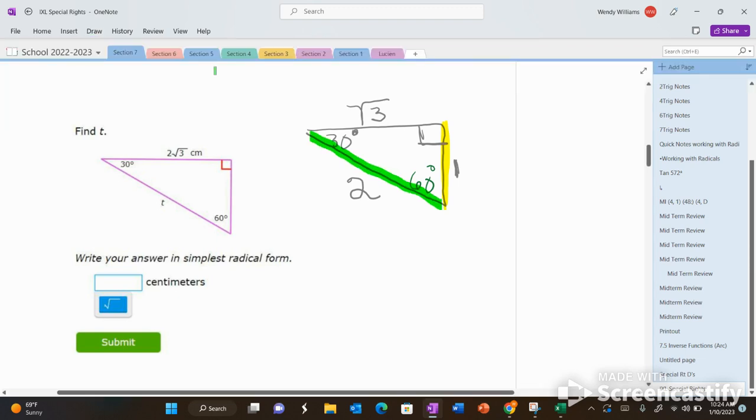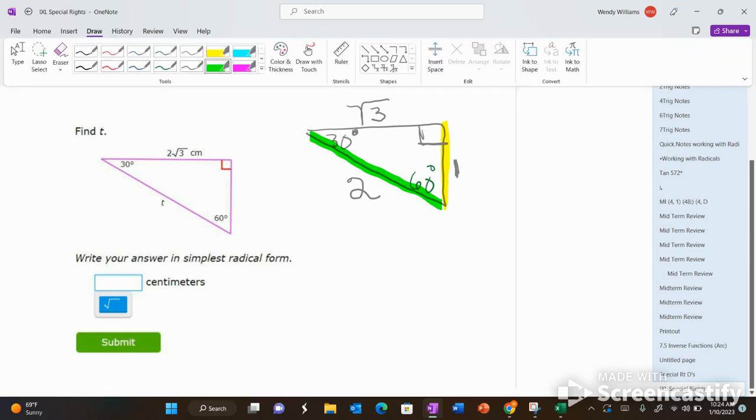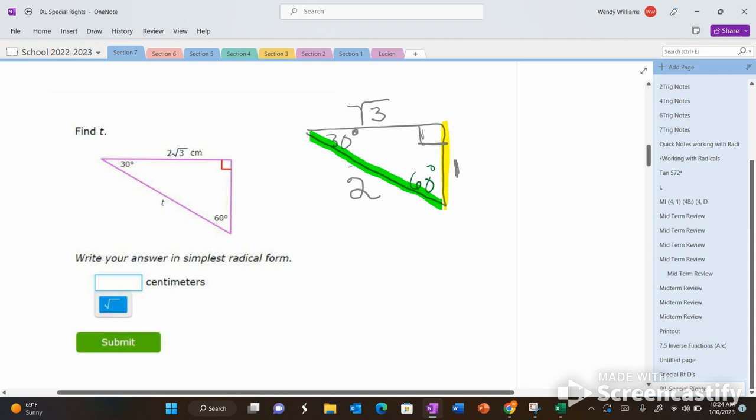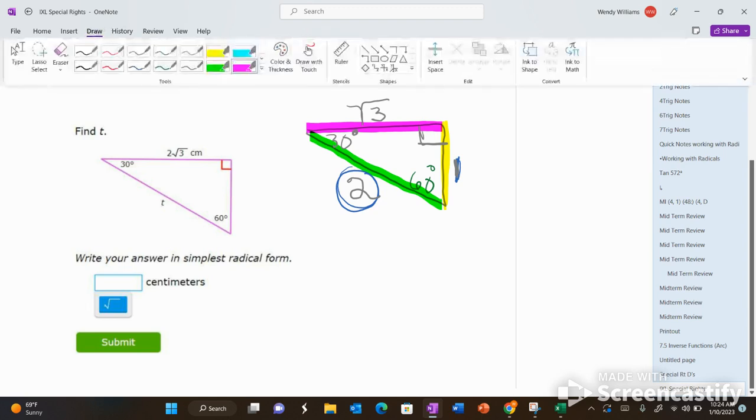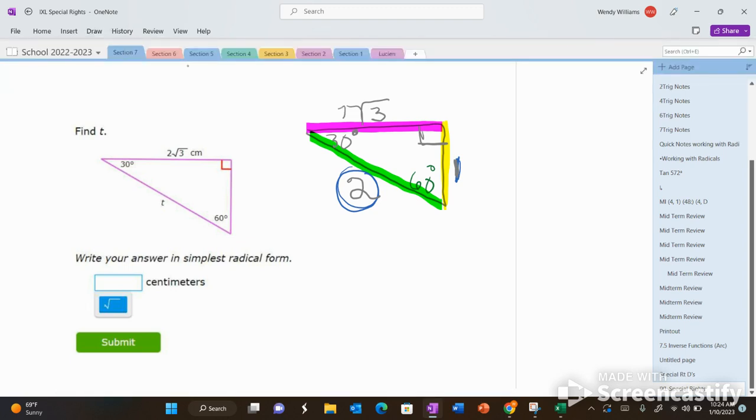If the small leg is 1 and the hypotenuse is 2, that tells me that the hypotenuse is twice as big as the leg, because 1 times 2 is 2. And if we look at the medium side and compare it to the small side, what do we multiply 1 by to get to the square root of 3? Well, it's pretty easy. 1 times the square root of 3 is the square root of 3.